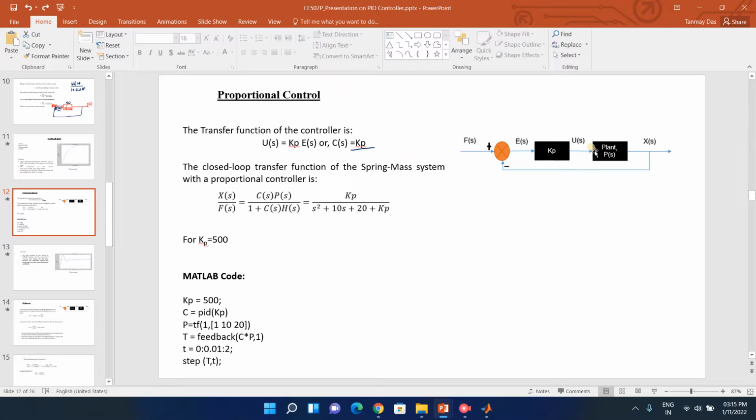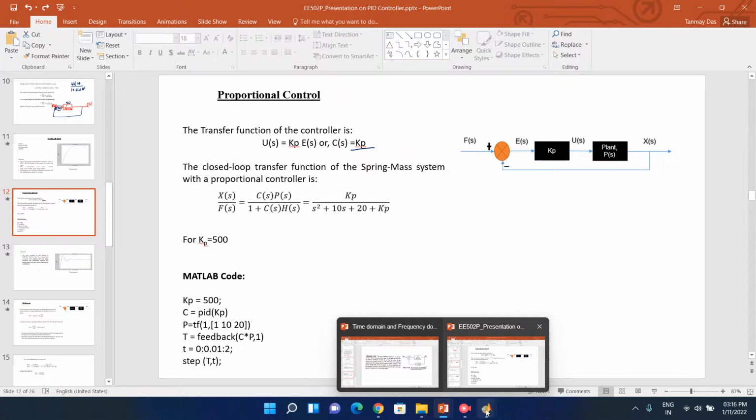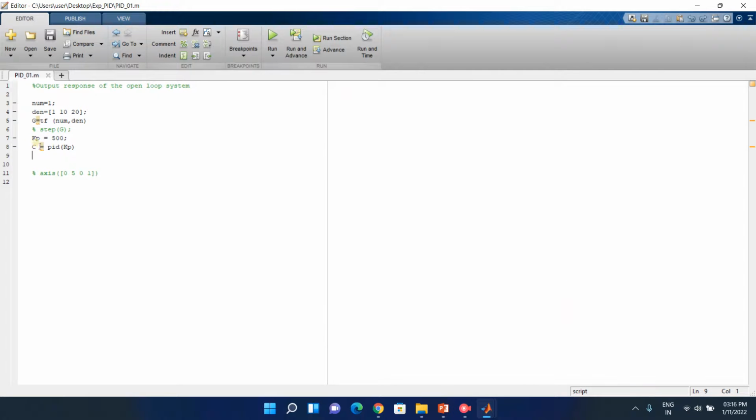So this G is multiplied by KP, so KP into G. But KP is not multiplied; what are we multiplying? We are multiplying the signal. Sorry, KP. Actually, yes, we are multiplying KP. So KP is the multiplication, KP is not your transfer function. The transfer function is PID of KP. So C is the PID of KP. Okay, so C is the PID of KP.